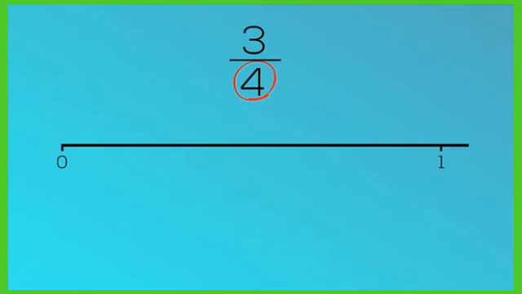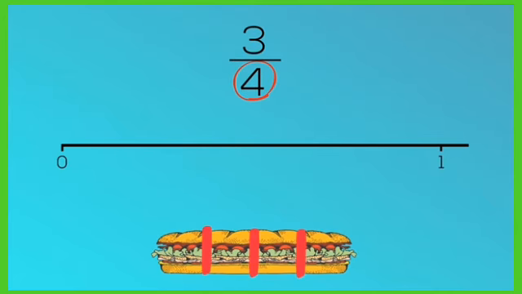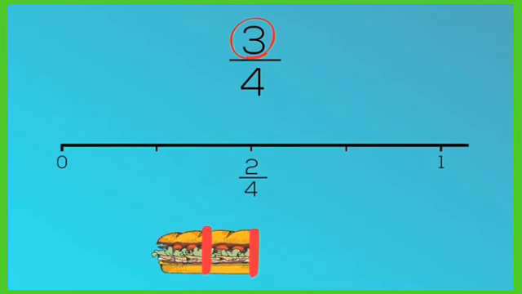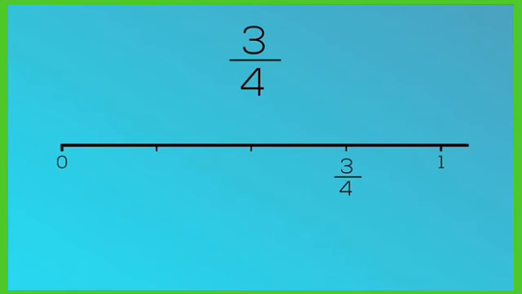Looking at the denominator, we can see that the whole has been split into 4 equal parts. Just like the sandwich, we need to split the whole represented on this number line into 4 equal parts. Now we need to look to the numerator to work out how many fourths or quarters we have. We have 3. Let's count along. 1 quarter, 2 quarters, 3 quarters. We have found the fraction 3 quarters on this number line.